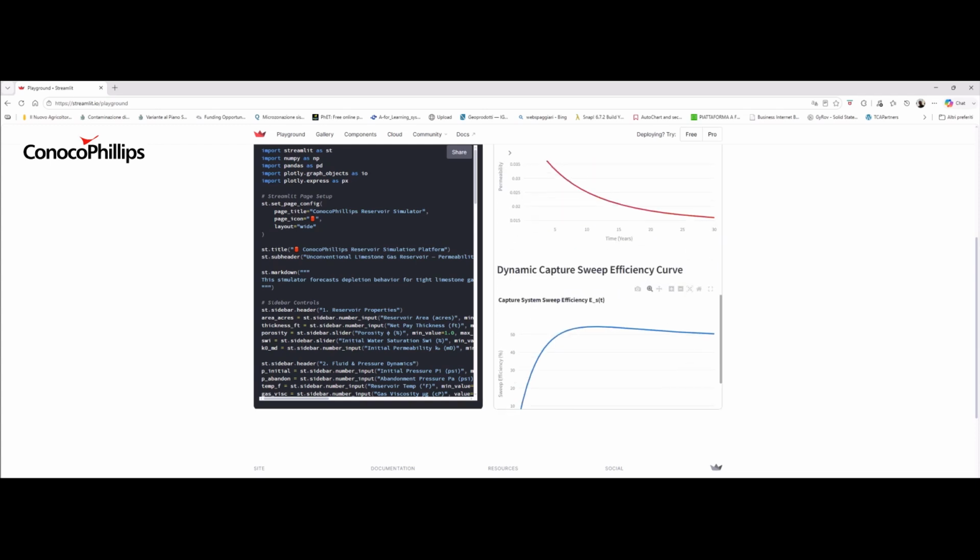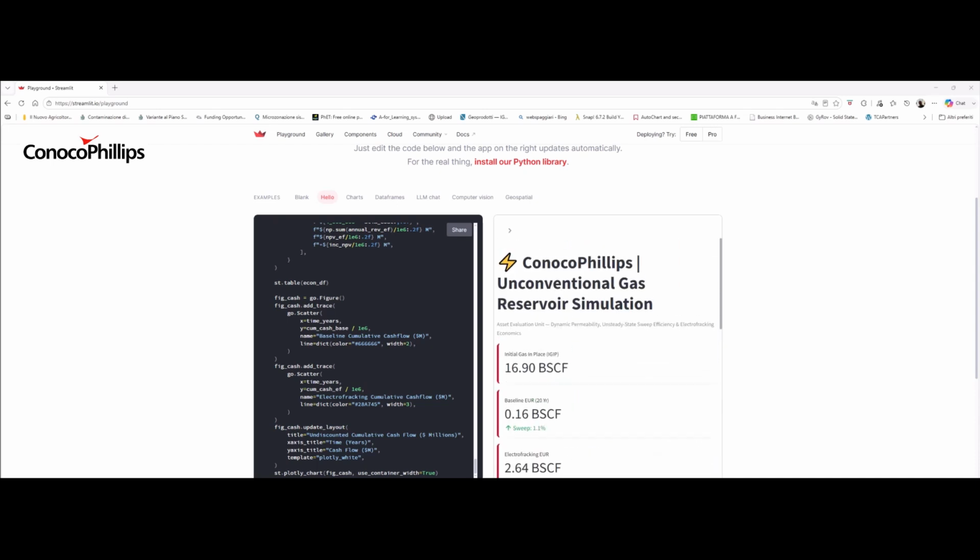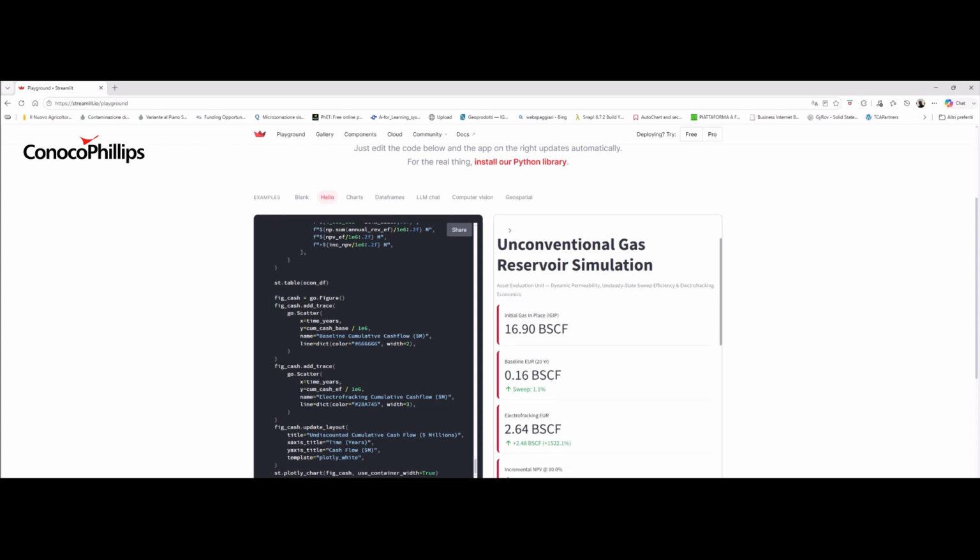You have several of these simulations. You can integrate this simulation with steady flow or unsteady flow. So you have the following: the ConocoPhillips unconventional gas reservoir, you have the asset value, dynamic permeability and steady state sweep efficiencies, and you also have a prediction with the unsteady flow. We consider the unsteady flow simulation.